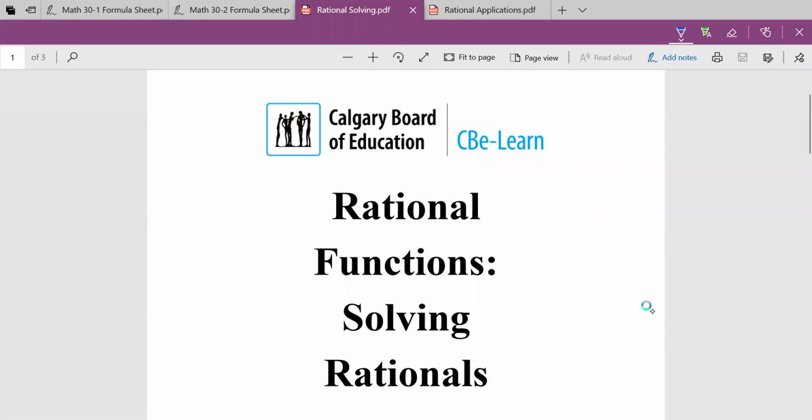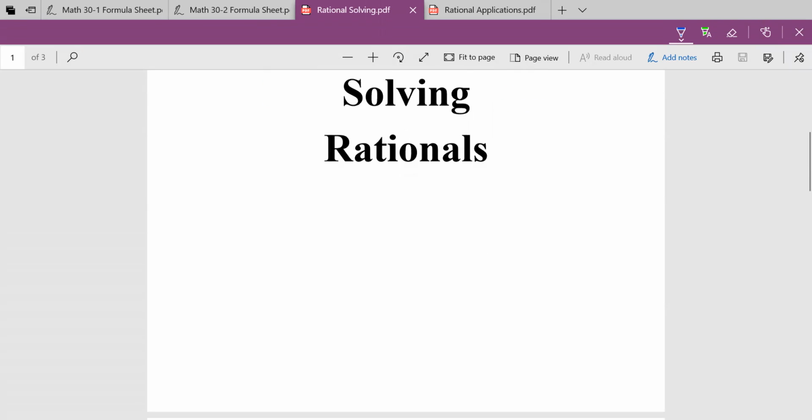Hey 30-2s, here we are in our final lesson of this unit. Today what we're going to do is we're going to solve. So we're going to be doing something very different than we have in the past few lessons. Well, what does that look like?